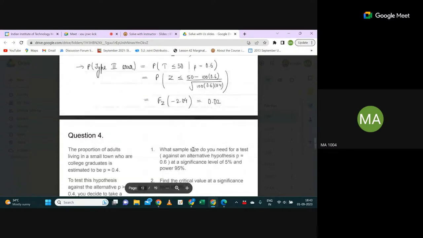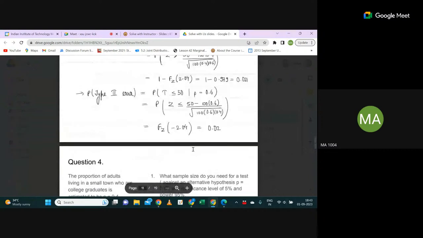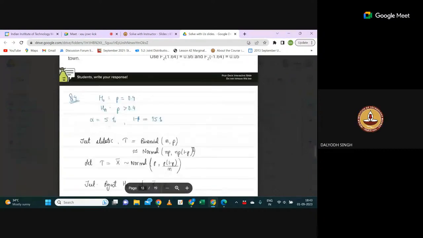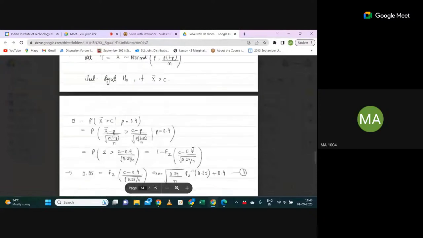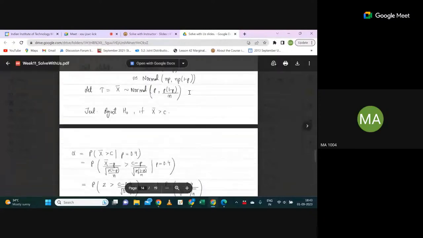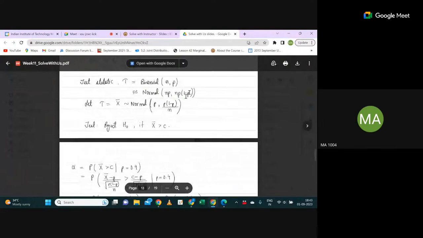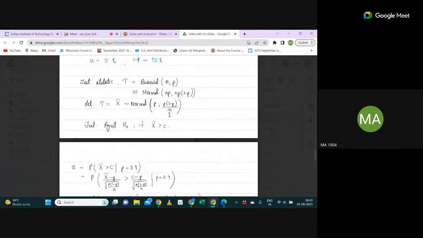Okay, I think I have derived it with a different method, correct or not? Yes, sir. Here you can see it's a binomial, np, np(1 minus p). Again, if you take X bar, it will be p, comma, p(1 minus p) divided by n, right? Yeah.